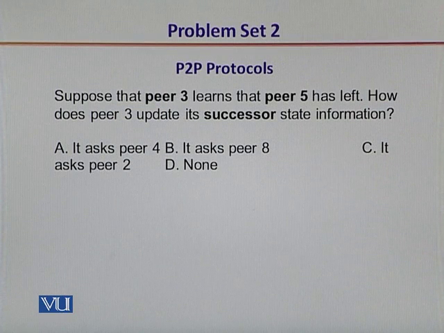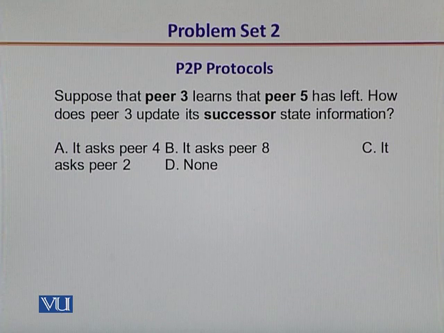Suppose that in a configuration, say circular DHT, there are multiple peers. One of them, peer 3, learns that peer 5 has left. Now, if peer 3 had to determine its update status, how will it update its successor state information? Because peer 5 is the successor to peer 3.